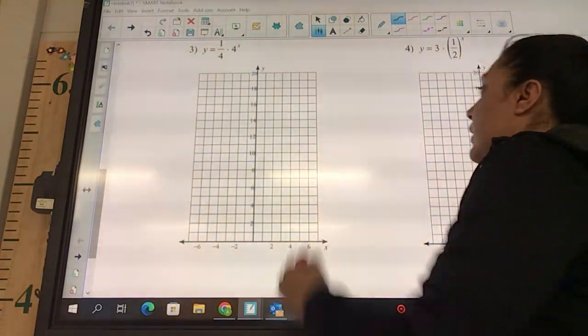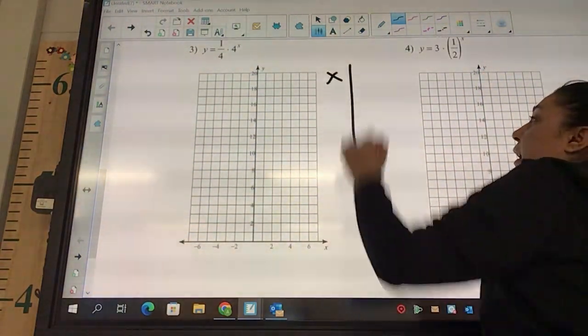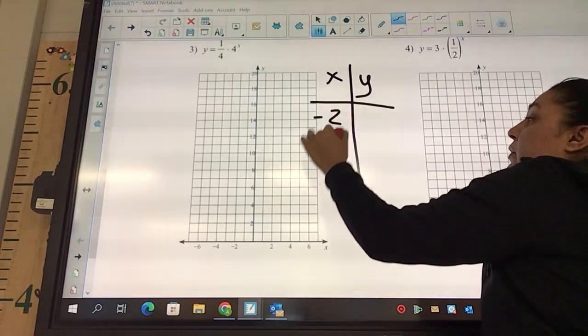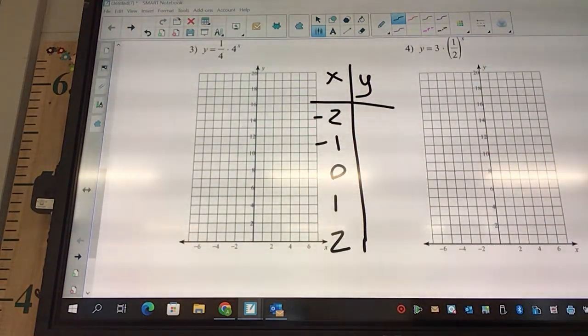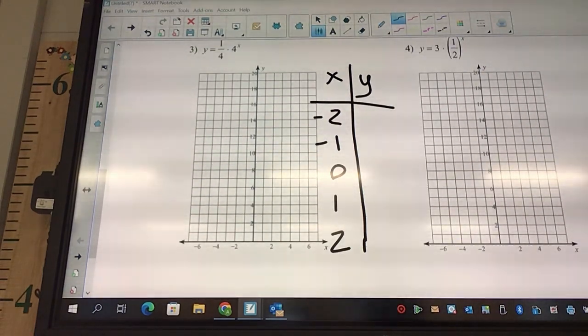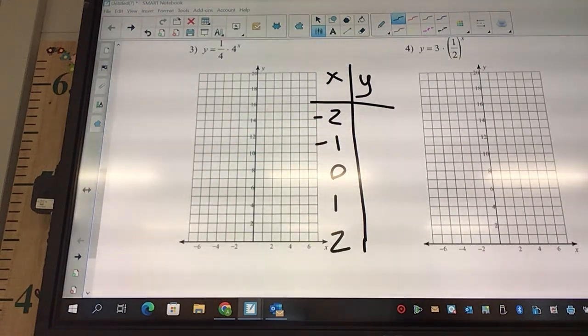Okay, for 3, we're doing the same thing. We're saying x, y, -2, -1, 0, 1, and 2. Okay, and we're going to hit our fraction button first. You type in 1/4 times 4. And then you're going to hit that power button.